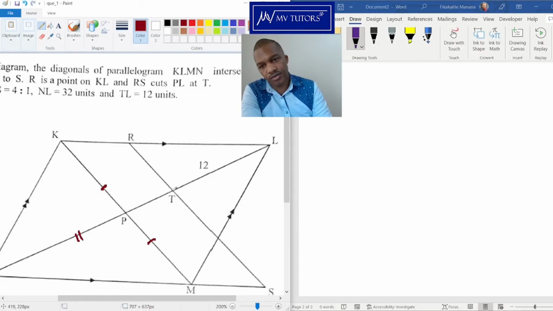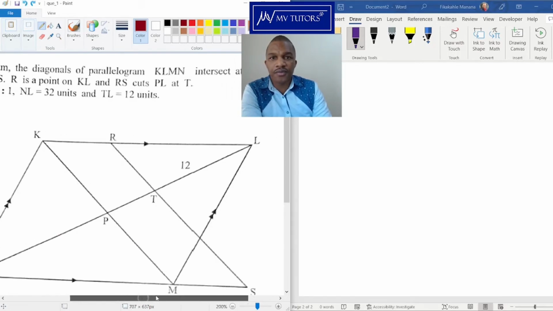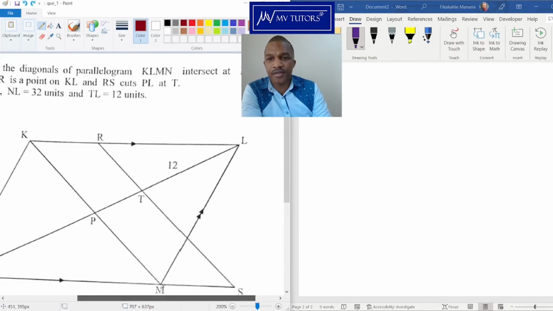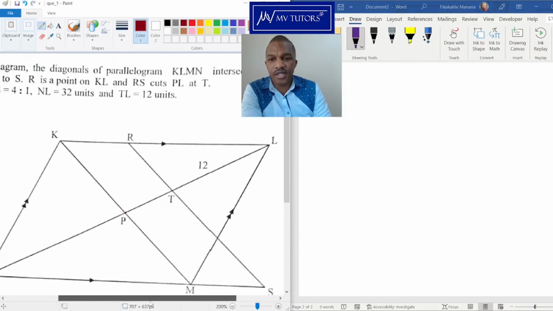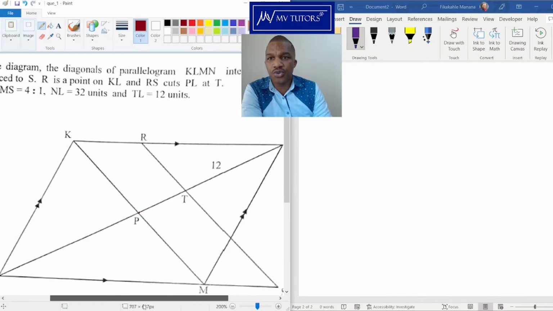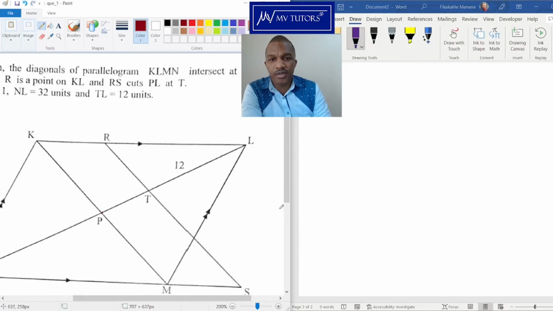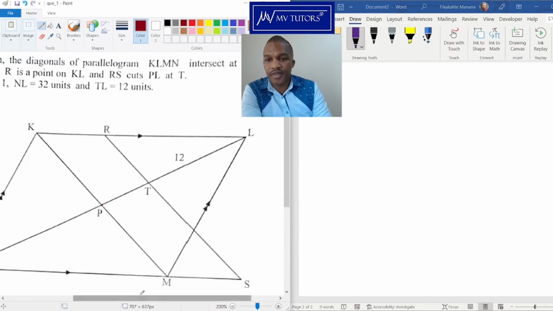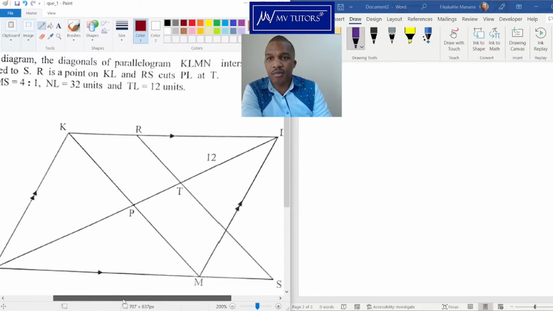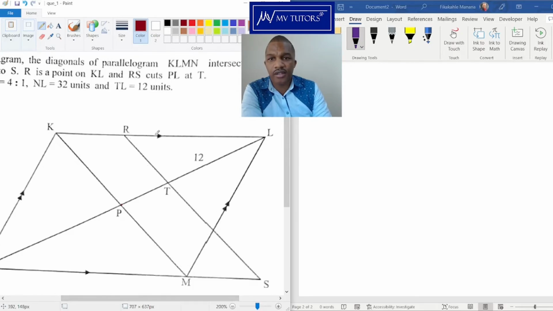This one is equal to this whole one. Okay, that's what else we know. We're just getting clues. They intersect at P there. So NM, down there, is produced to S, which means it's a straight line. I see S down here. Good. And then furthermore, R is a point on KL. I see it. And RS cuts PL at T. Where's T? There it is, I see it.